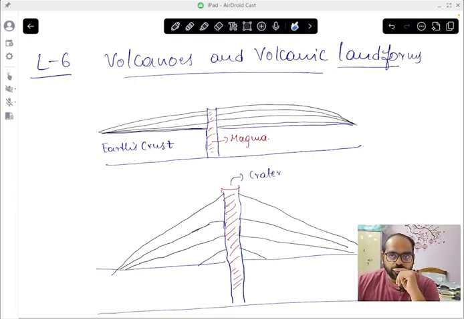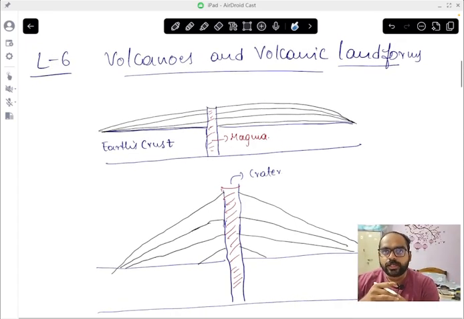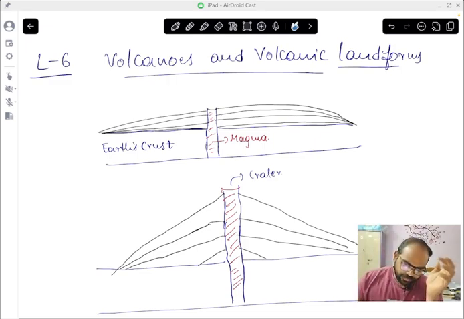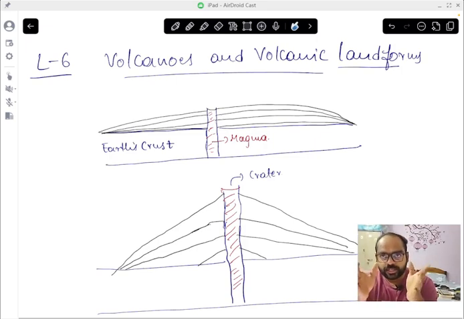First we will look into what a volcano is and the landforms associated with it. A volcano is a place where the hot magma and gases inside the earth come to the surface, come into contact with the ground, and spread on the ground. That place is called a volcano.